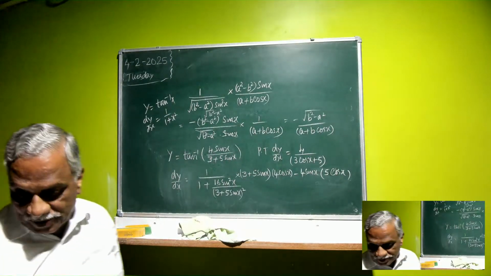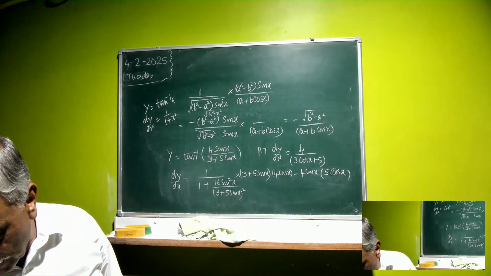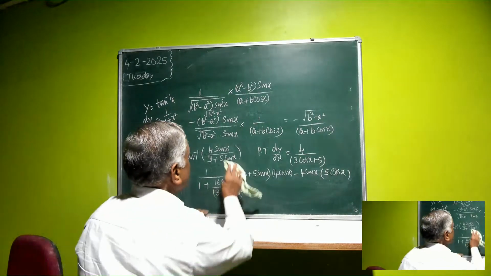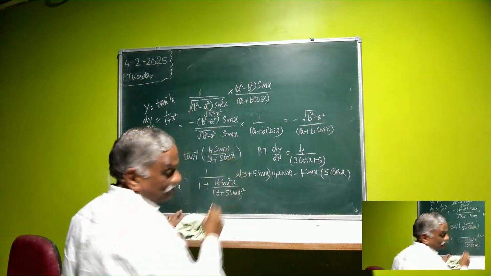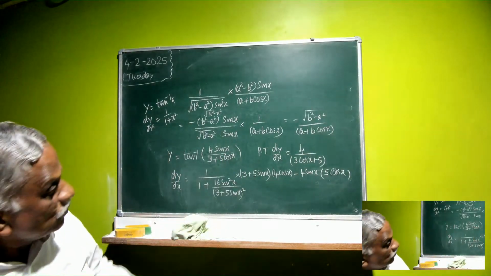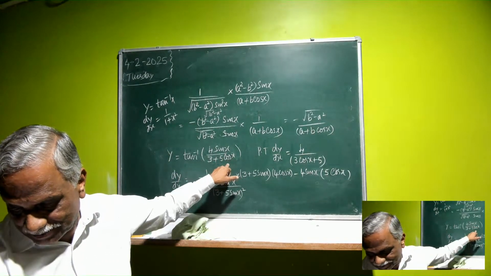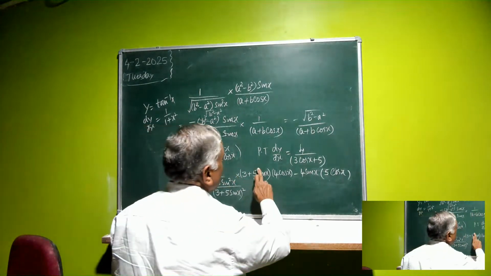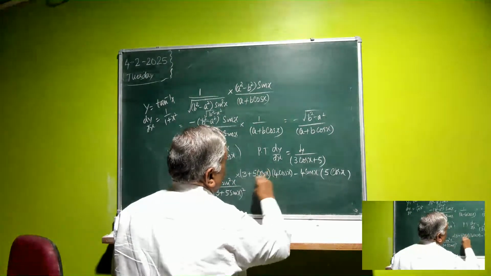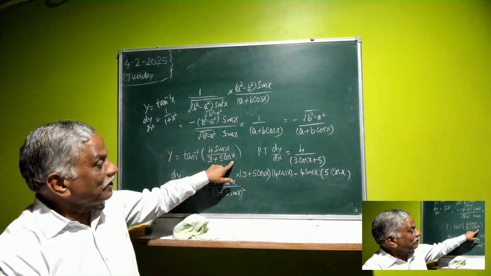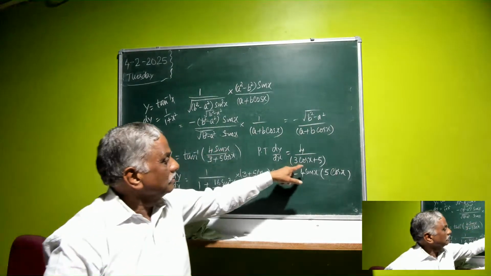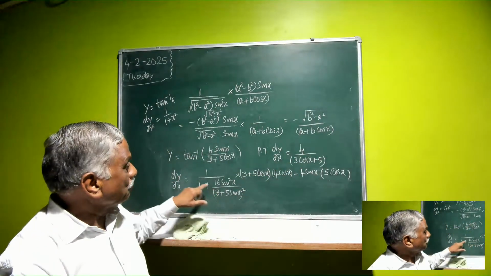I'm sorry. The problem that I have written is wrong. It is not 5 sin x, it is cos x here. Please make a correction. The actual problem is 4 sin x over 3 plus 5 cos x, because cos x is in the answer also.